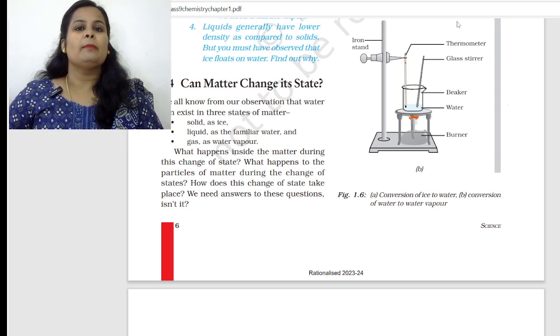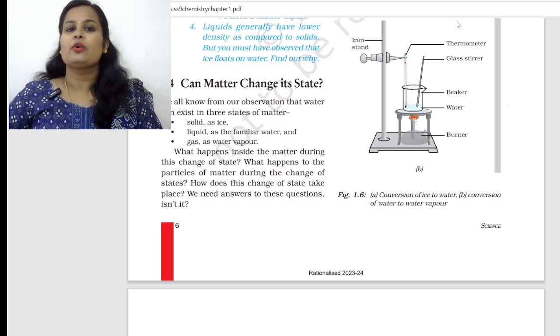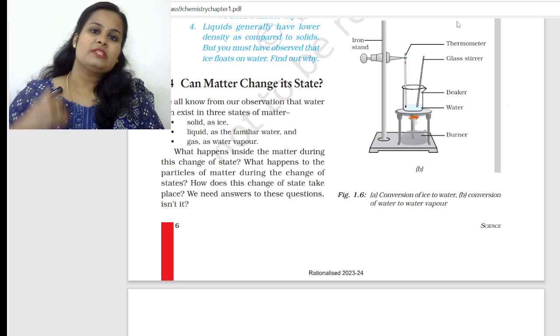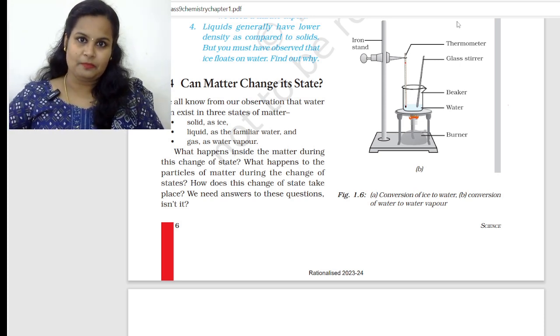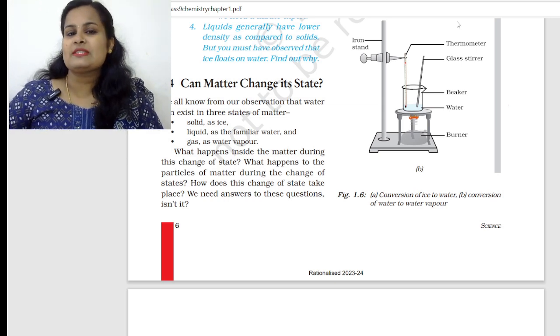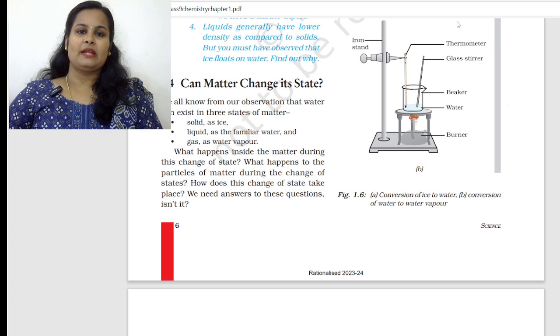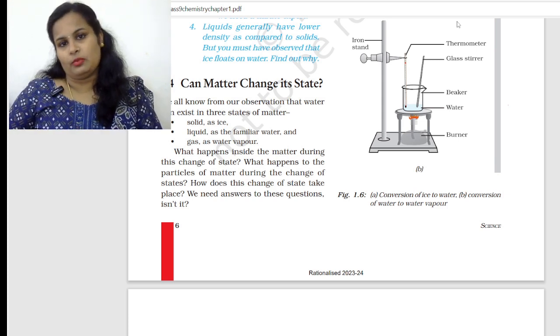Then we learned about diffusion, which is a process in which the intermixing of two different states of matter happens on its own. And whenever the temperature is higher, diffusion happens at a higher rate. So temperature and diffusion are directly related, as when the temperature is raised, the kinetic energy of the particles is increased, and thereby diffusion can happen at a faster rate.